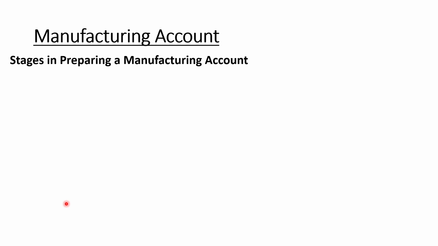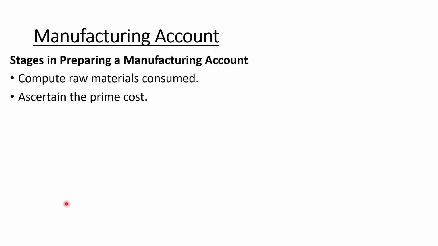So here are some stages. Of course, you can remember them, but once you do one or two manufacturing accounts, you get used to it. It's simple. So here are the stages in preparing a manufacturing account. First, you have to compute the raw materials that have been used in manufacturing. Two, you have to know the prime cost, which is the total of all direct costs. Then after that, you also have to factor in factory overheads, which are the indirect costs.